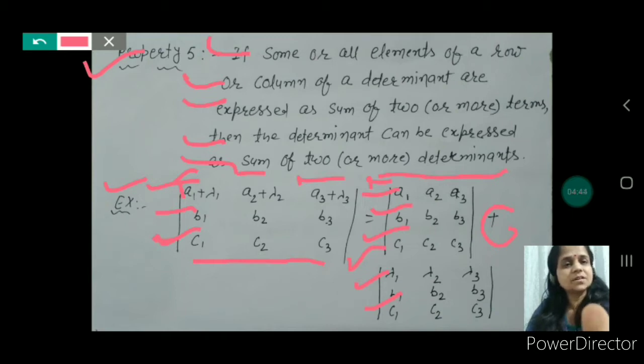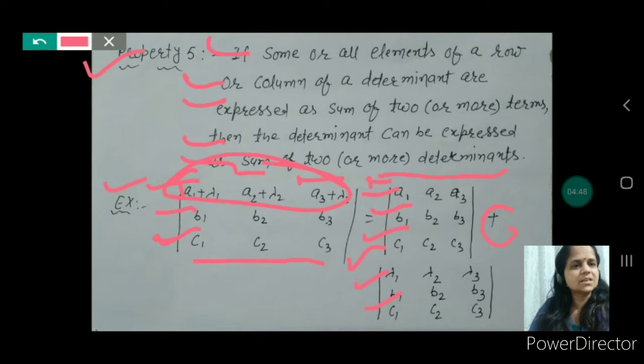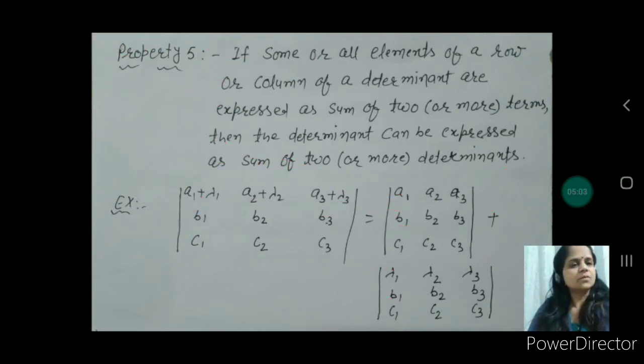Here the first row is the sum of two terms, so we can separate these terms: a1 + λ1 as a1 and λ1, a2 + λ2 as a2 and λ2, and a3 + λ3 as a3 and λ3. Now let's start the questions of exercise 4.2.